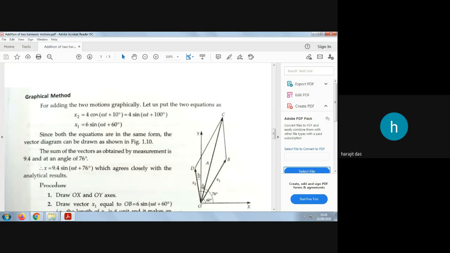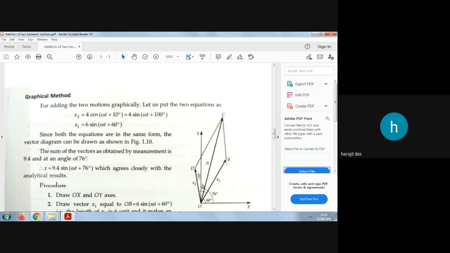So for 6 you can take any scale for this graphical representation. For 6 units, you can say 6 centimeters, so 1 unit will be equal to 1 centimeter. So from here to here, 6 units, 6 centimeters, it is drawn.